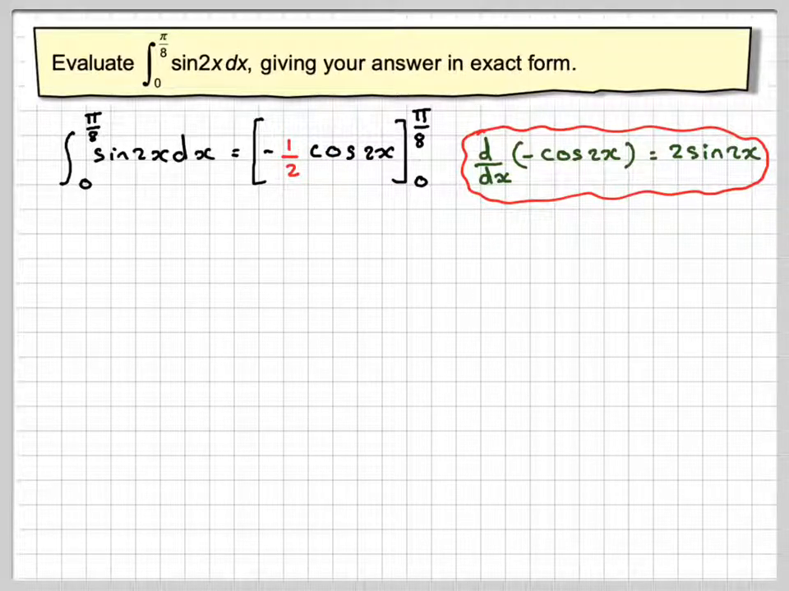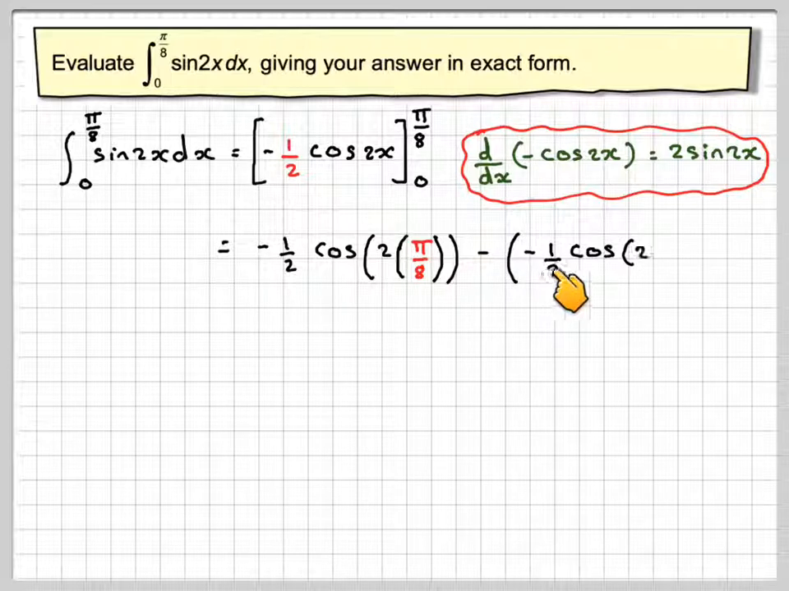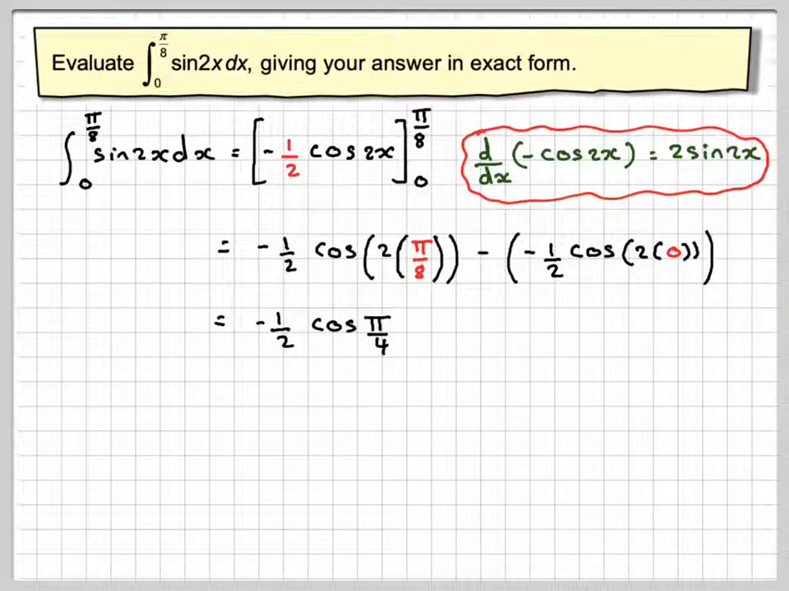Right, we now need to substitute the limits in. So it's minus a half cos 2 times pi by 8, minus minus a half cos 2 times 0. Right, so that's going to give you minus a half cos of pi by 4, minus a minus will be plus a half cos of 0.